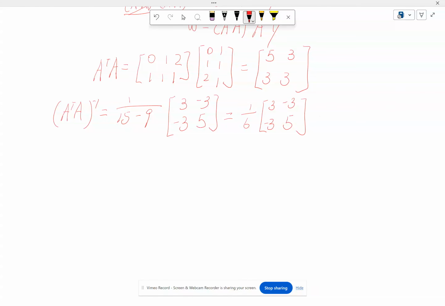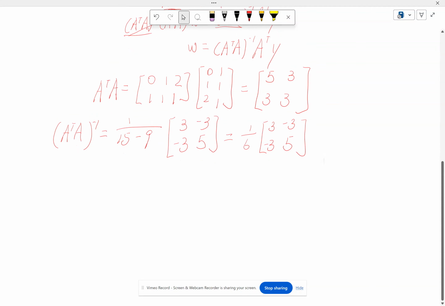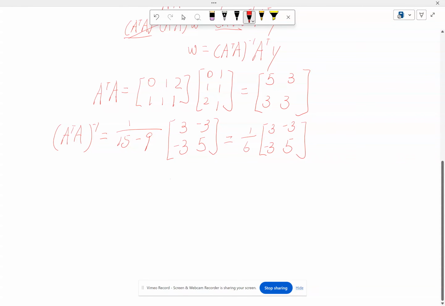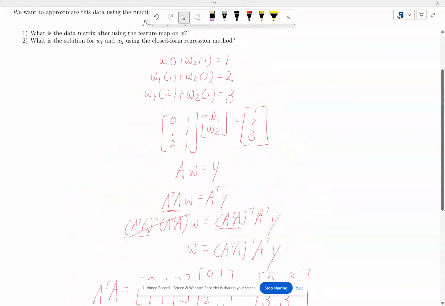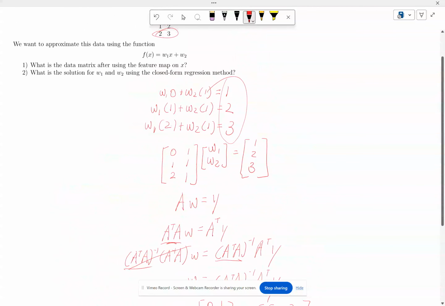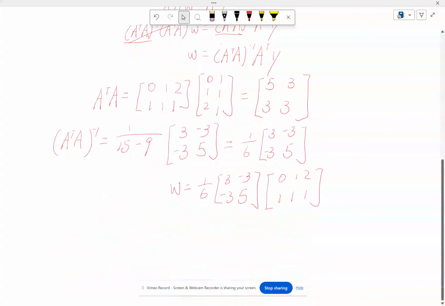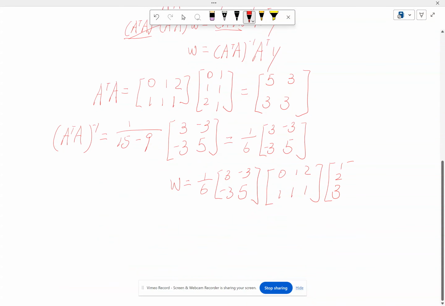Okay, now this means that W is equal to, we got the inverse as 1 over 6 times [3, minus 3; minus 3, 5], times A transpose. What is A transpose? 0, 1, 2, 1, 1, 1, times Y. What is Y? I think Y is here, right? 1, 2, 3. So Y is equal to 1, 2, 3. Okay, so this is all we have to do.